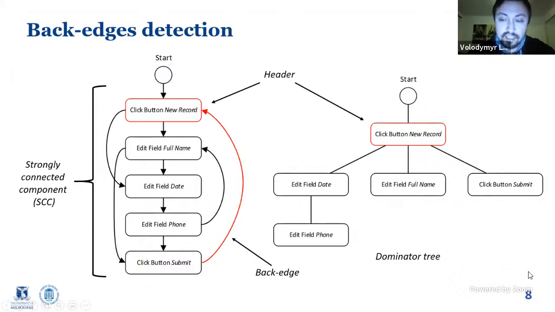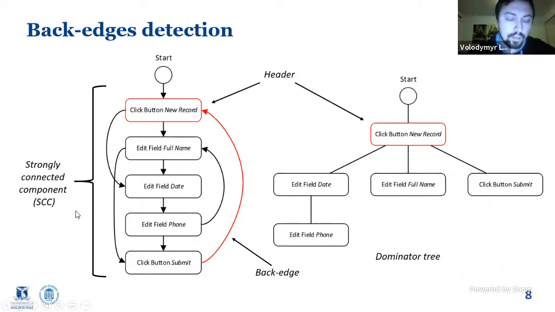First, we construct the dominator tree from the given log, and every parent in this dominator tree will dominate all its children. For example, a click button new record dominates click button submit, because every time when you want to reach click button submit starting from the entry point, you have to pass through via click button new record.